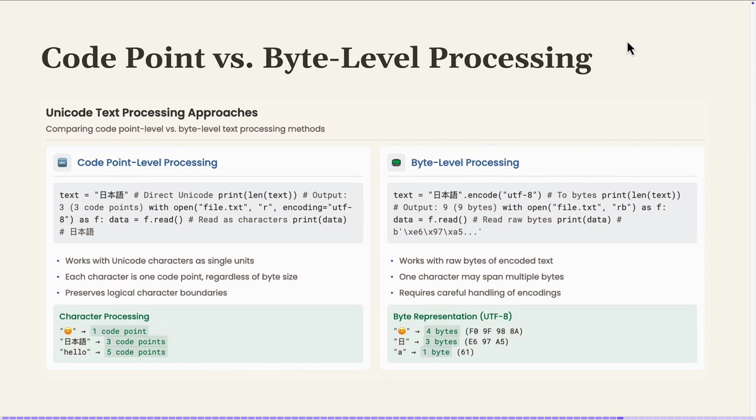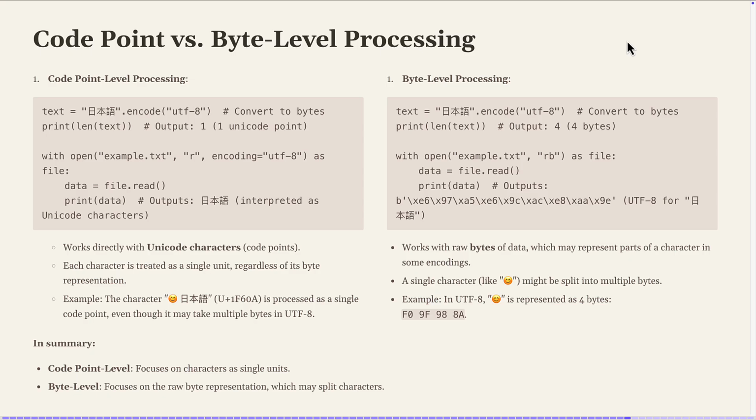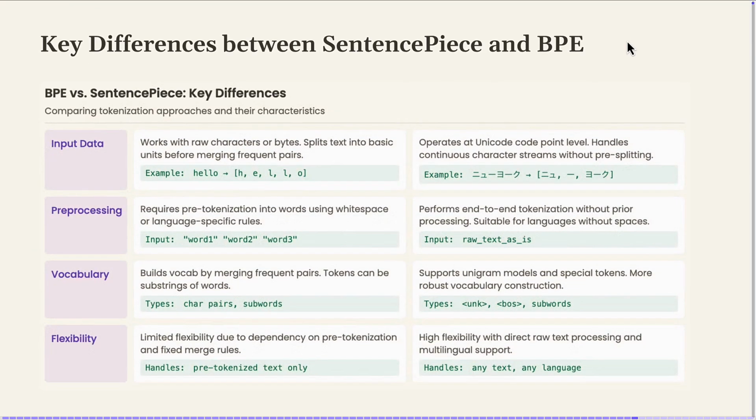So here we have 5 characters, we have 5 code points. Okay, and look, this is 4 bytes for BPE. It will be considered as 1 code point for SentencePiece. This is one of the main differences between both, but later on, SentencePiece is going to use BPE in order to pre-train the tokenizer.